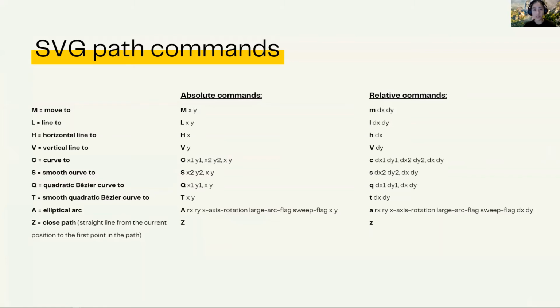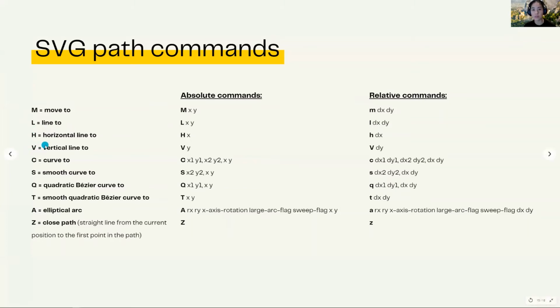But the main ones that we can go through: M stands for move to, and that is a command that says wherever we are in the path currently, I now want you to jump to this other location. L stands for line to, and that's saying wherever we are in the current path, I want you to draw a straight line to this other location. It's kind of like move to, but it means that we're drawing a line as we move in that direction.